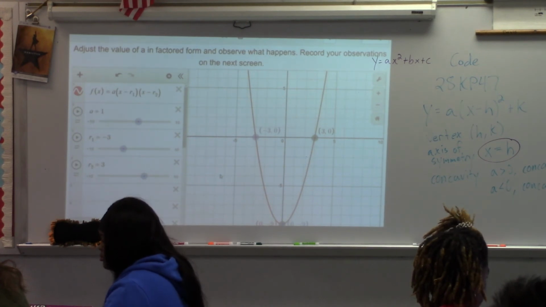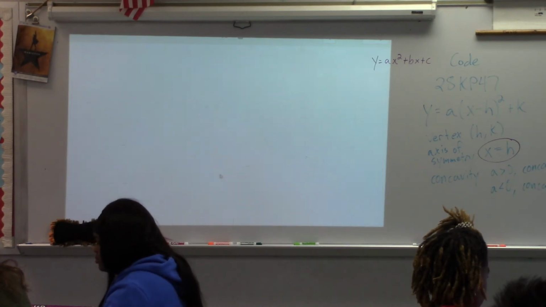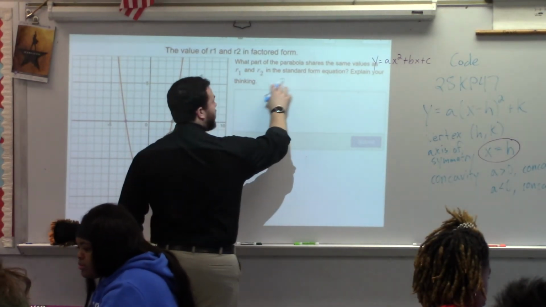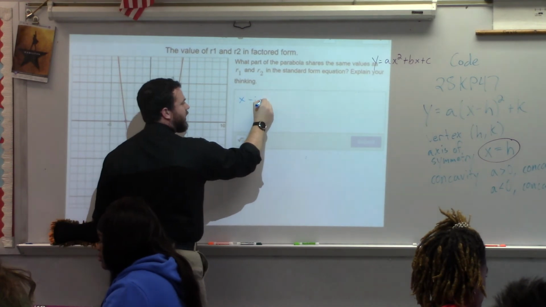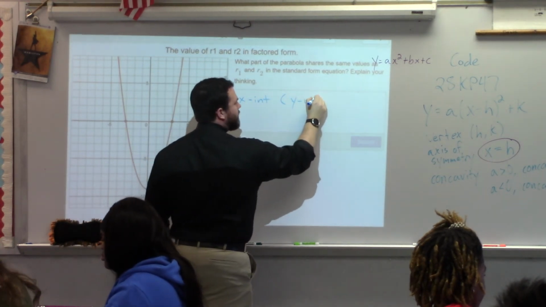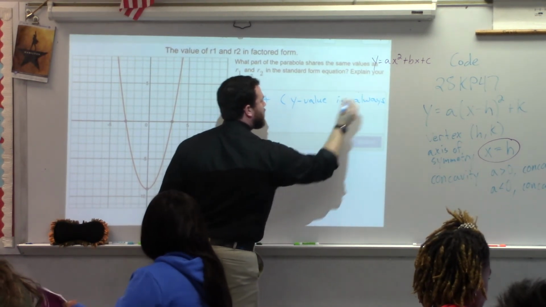Okay? So, we do want to notice, what should we write under x-intercepts? The y, so always 0. So what part of the parabola shares the same values as r1 and r2? They are the x-intercepts, right? And so we would want to say, hey, that y value is always 0.